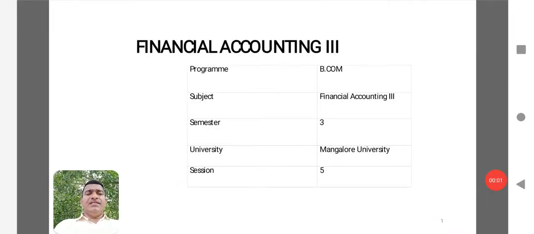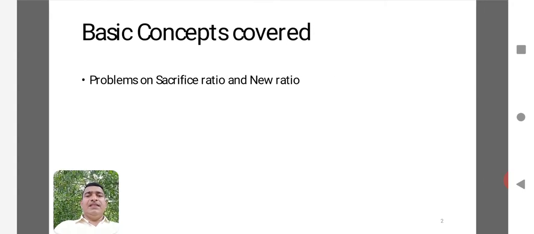Hello everyone. Let us discuss session 5 of Financial Accounting 3 Unit 1. In this session, we are going to discuss the important problems on sacrifice ratio and new ratio. In the previous session, I have already explained to you the important cases by which a sacrifice ratio and new profit sharing ratio will be calculated. Here I am going to take up two live examples on the basis of which you can understand the calculation of sacrifice ratio and the new profit sharing ratio easily and quickly.